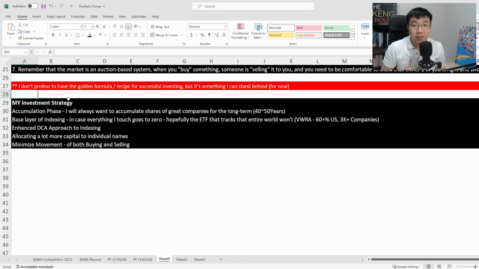But that's it. I think personally for myself, I love this investing game. That's why I'm allocating a lot more capital to individual names. Just to give you a flavor or some context, comparing the amount that I set aside between individual names versus indexing, I think it's a ratio of 1:4.